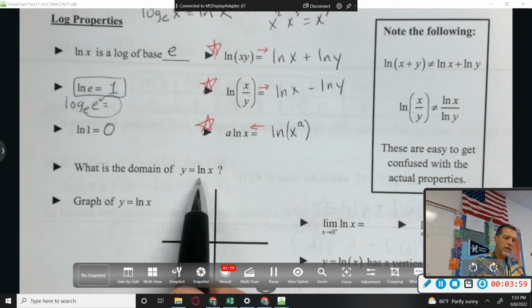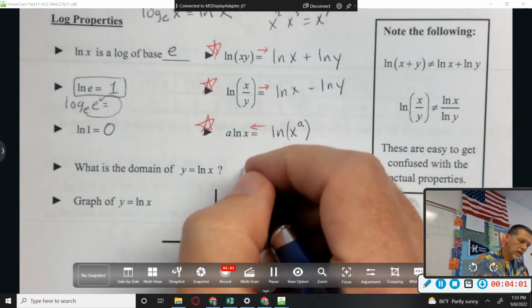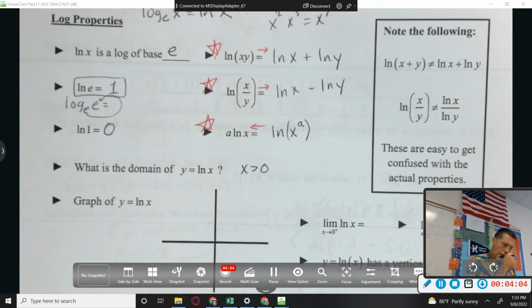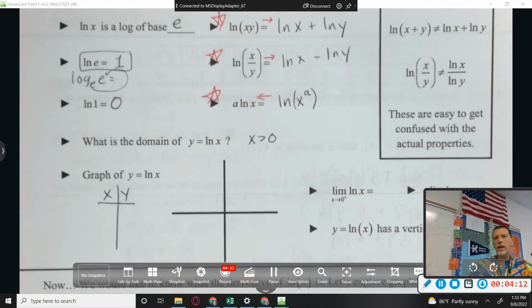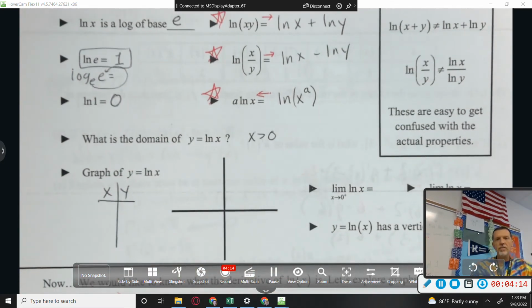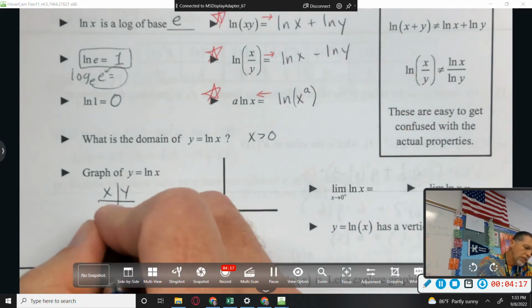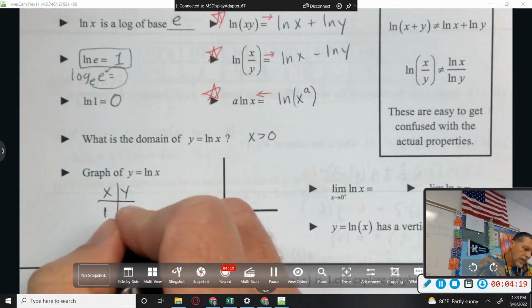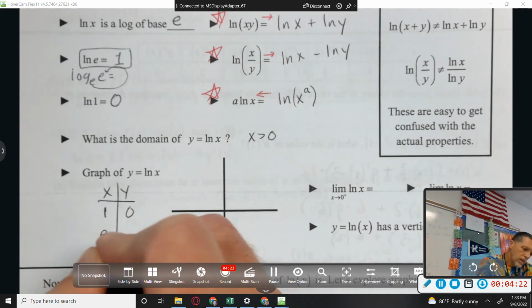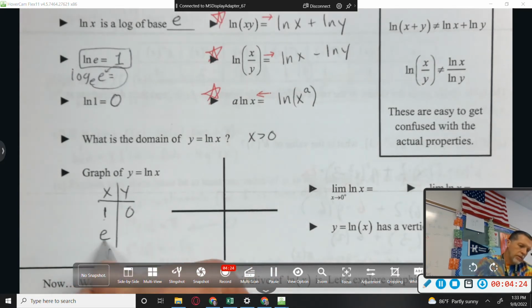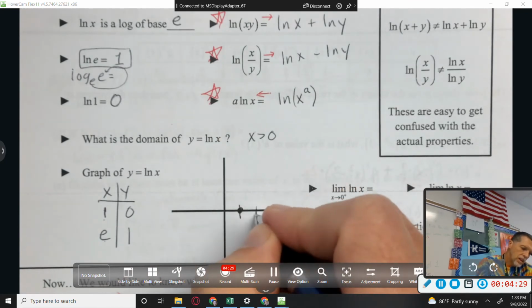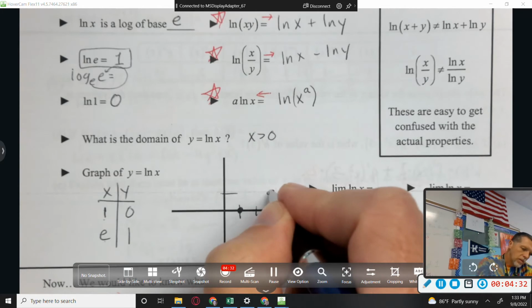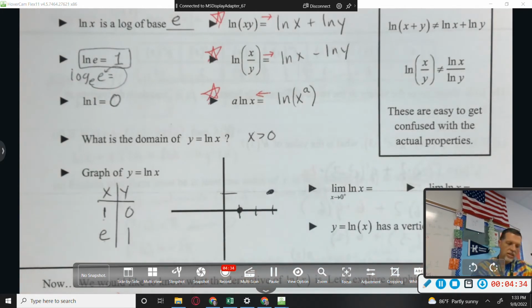Okay, domain. Well, you can't log a negative number. It's got to be greater than 0. And if you don't remember what the graph looks like, then you can use the points that we just came up with. If we plugged in 1, we got 0. If we plugged in E, we get 1. E is like 2.7.